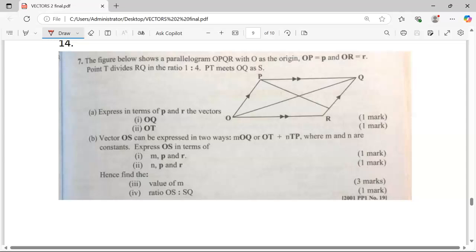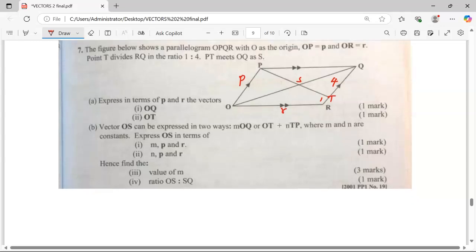This is KCSE 2001 Paper 1 question number 19, a question on vectors. The question reads: the figure below shows a parallelogram OPQR with O as the origin. OP is P vector and OR is R vector. We have also been told that T divides RQ, I want to assume this is T here, in the ratio of 1 to 4. PT meets OQ at point S.